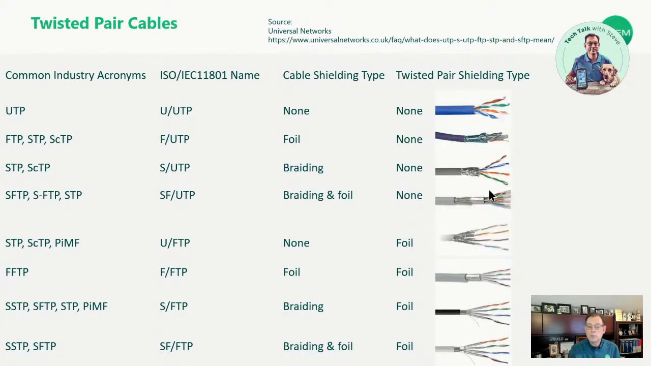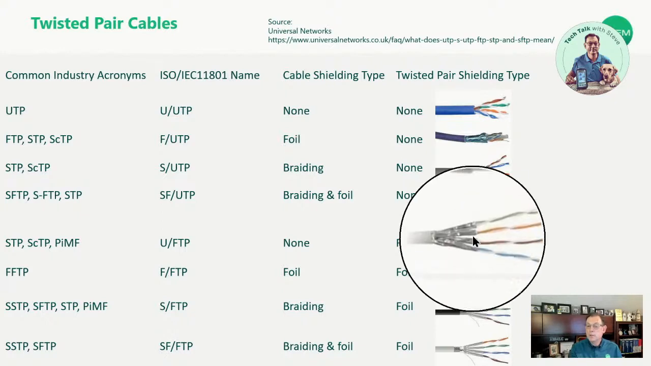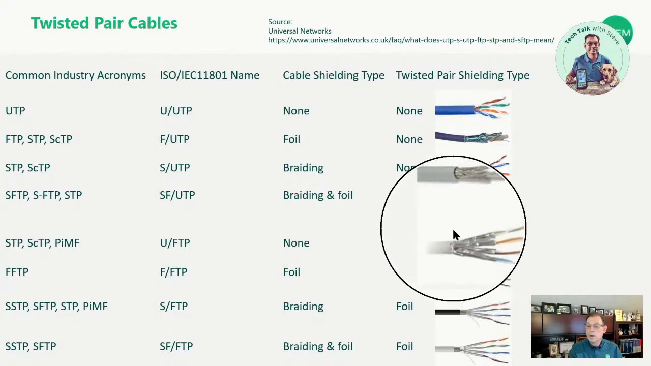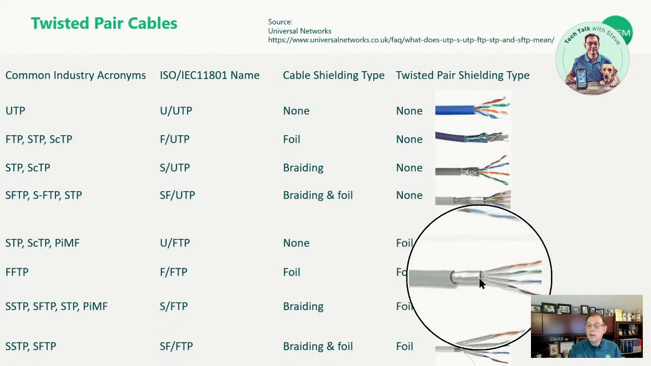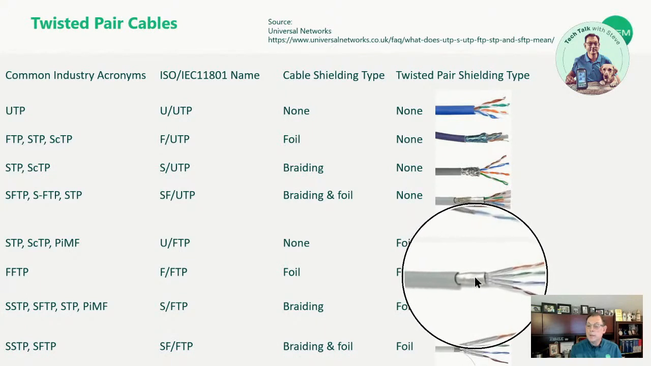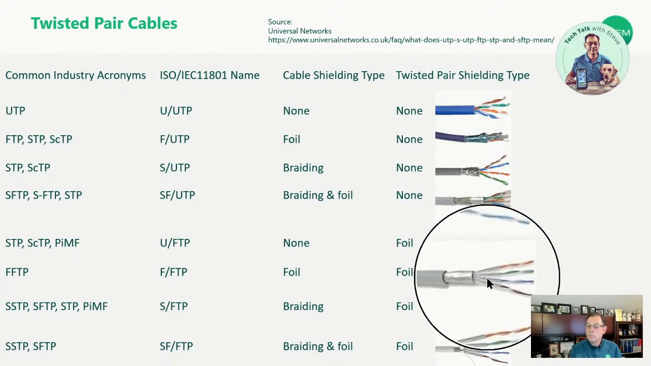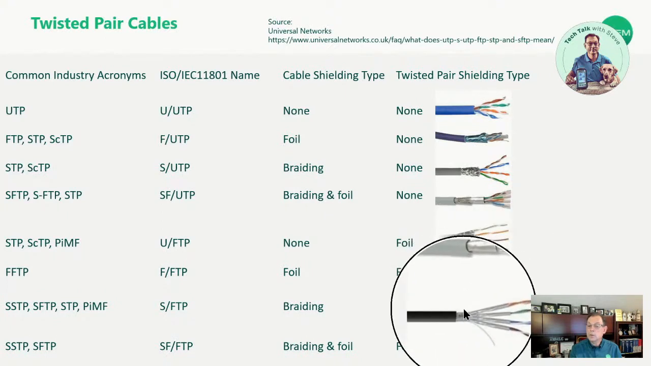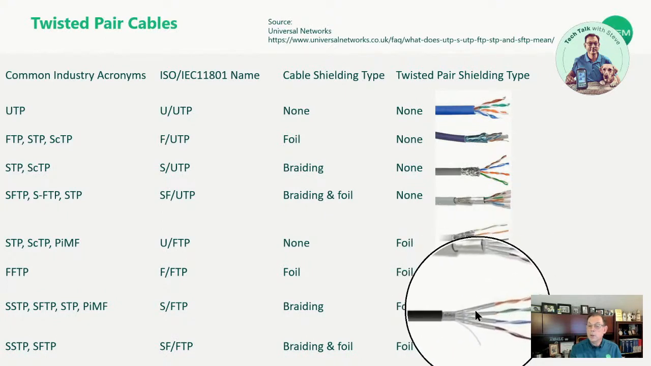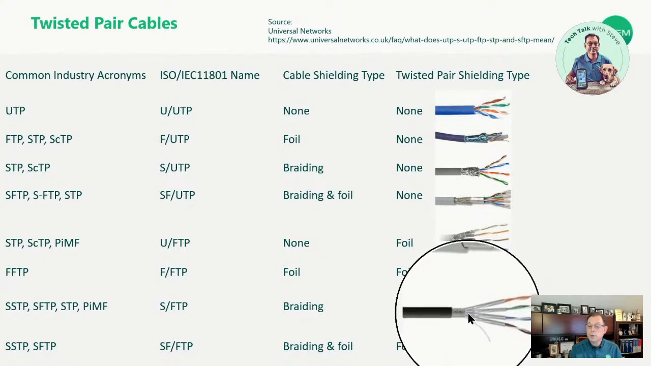The next one down is a UFTP. That means no overall shielding, but the individual pairs, as you see here, have a shield. We move on down to FFTP. This has a foil shield and then foil around each pair. And then an SFTP is going to have that braided shield and then foil around each pair. And you'll notice there's a drain wire here. That's so you can bond it.